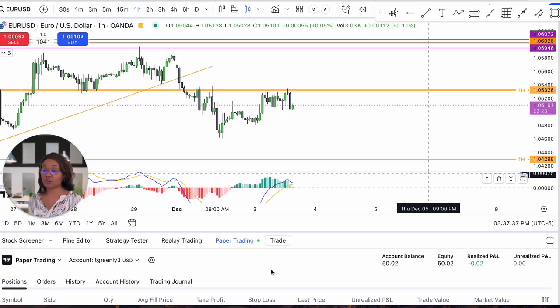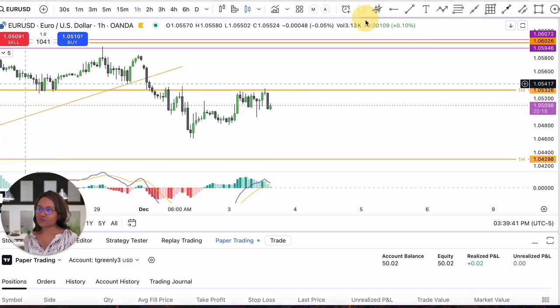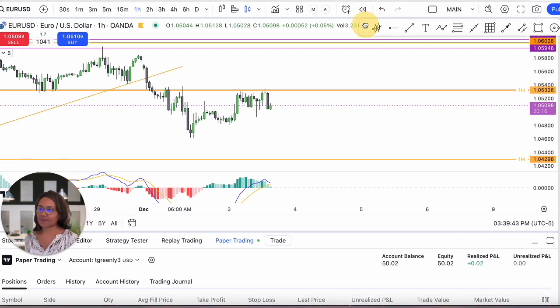All right, we're also still in our paper trading account. Some people may have used $100 and some people may have used 50. And you can see down here that I have decided that 50 would be my balance for my paper trading account. Right, so we're going to find our circle tool.